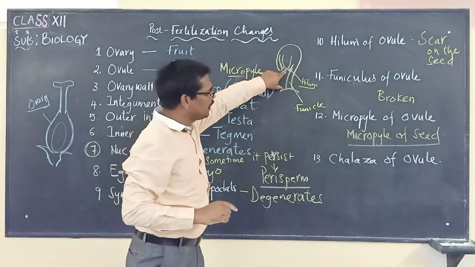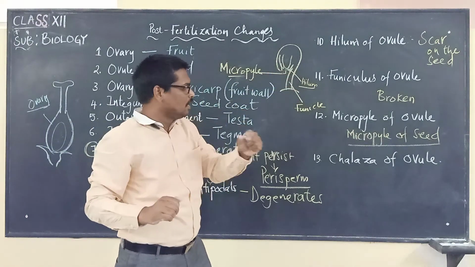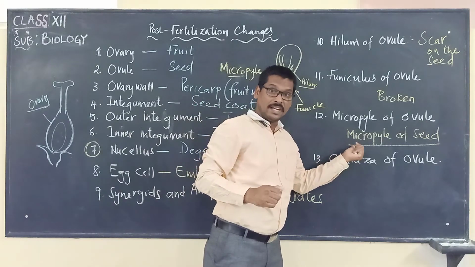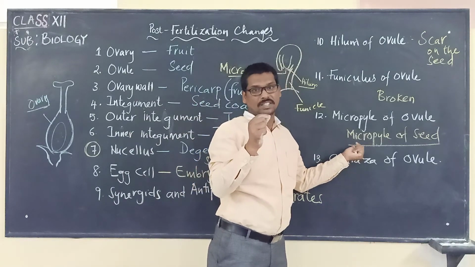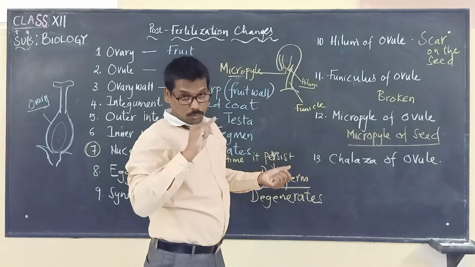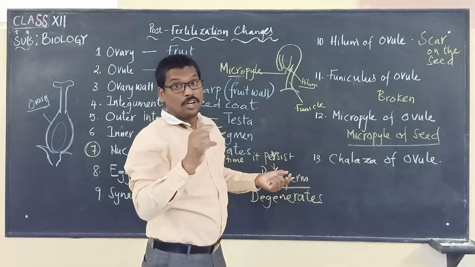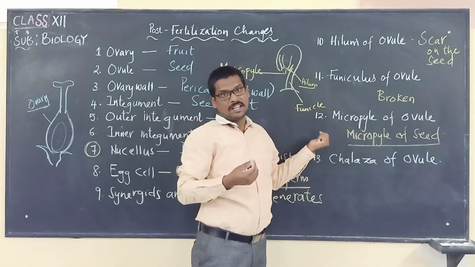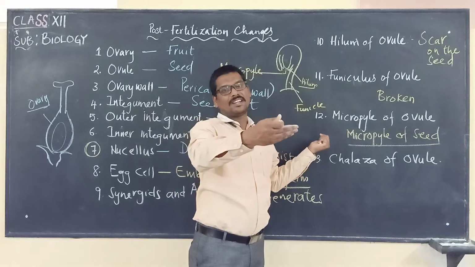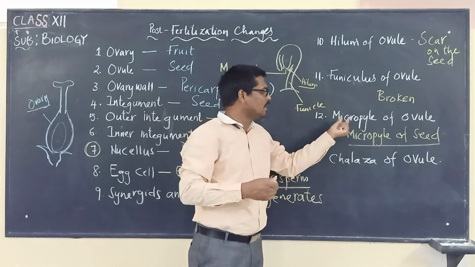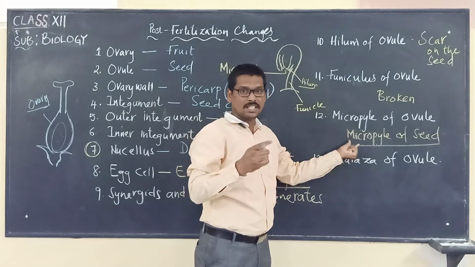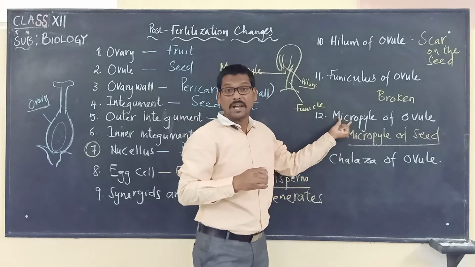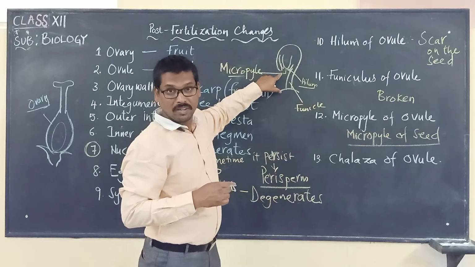So this small opening is also present on the seed, which we are calling as micropyle of the seed, which has an important function for the entry of what? Water and also oxygen during the germination of the seed. During the germination of the seed, oxygen and water will enter inside the seed. It is through the micropyle of the seed, which is formed from what? Micropyle of the ovule.